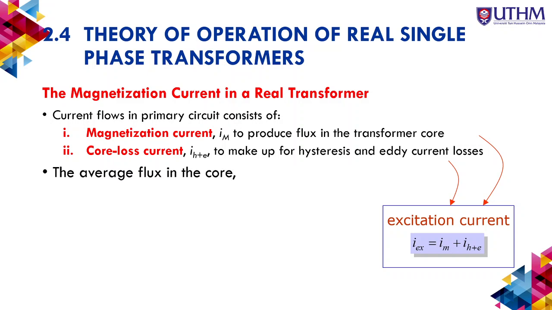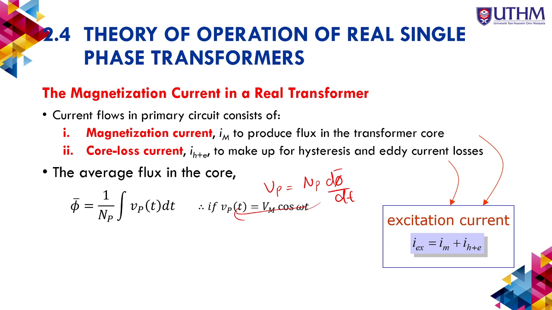So the average flux in the core, this is the equation. If we look at Faraday's law, we can write it back like this. So it becomes NP dΦ over dt. Once we want to convert it, from differentiation it becomes integration.